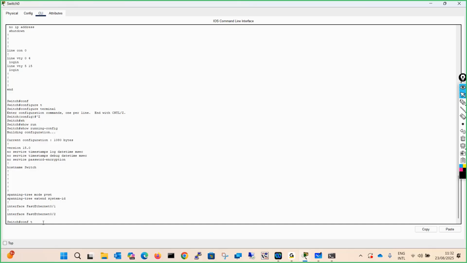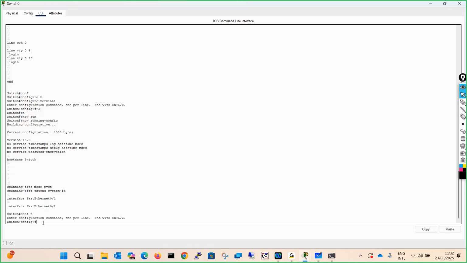Type conf t. The shortcut will also work. Conf t means configure terminal. Hit enter.